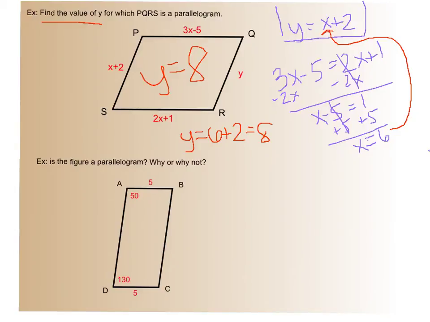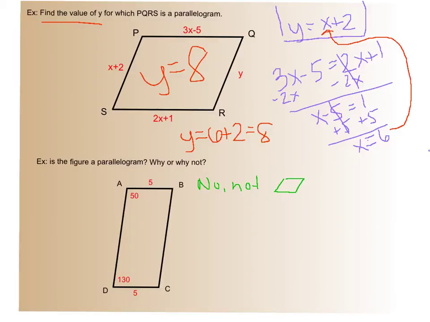So the other thing I'm going to look at is these angle marks here. I have 50 and 130. Okay, so I know that 50 plus 130 is 180, so those are supplementary, but my theorem says that an angle must be supplementary to both its consecutive angles. So I do not know that this is a parallelogram. It might be, but I don't know that it is. So I'm going to put no, it's not a parallelogram.